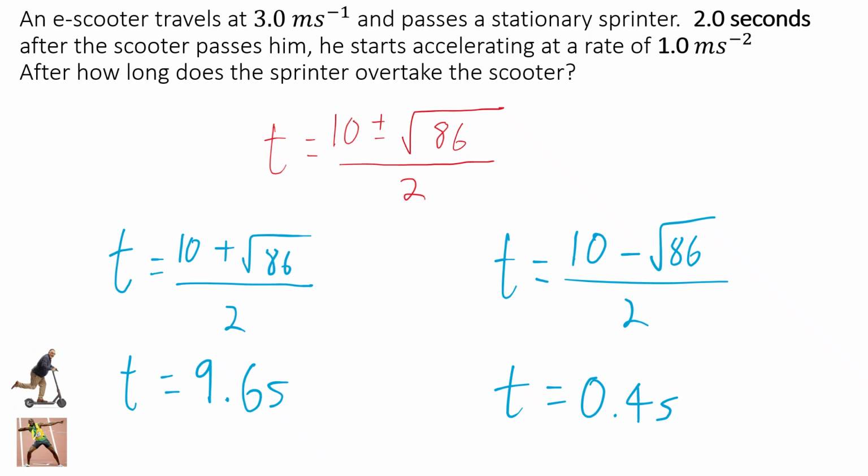The minus one gives us a time of 0.4 seconds. Now, after that amount of time, the sprinter will only be moving at 0.4 meters per second, assuming their acceleration is constant. So there's no way that is the correct answer. It's got to be 9.6 seconds, the correct answer.